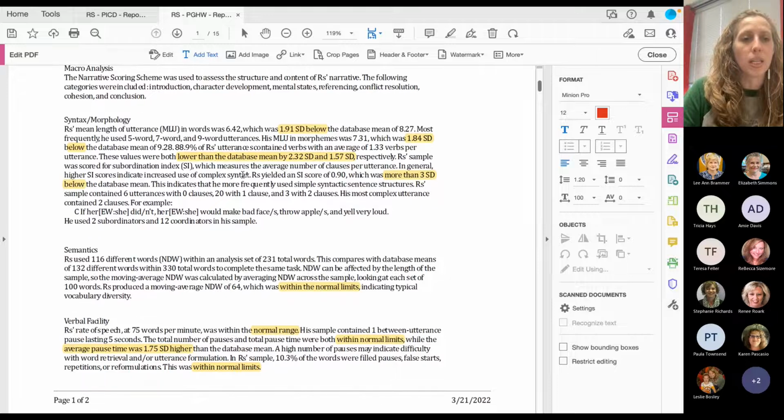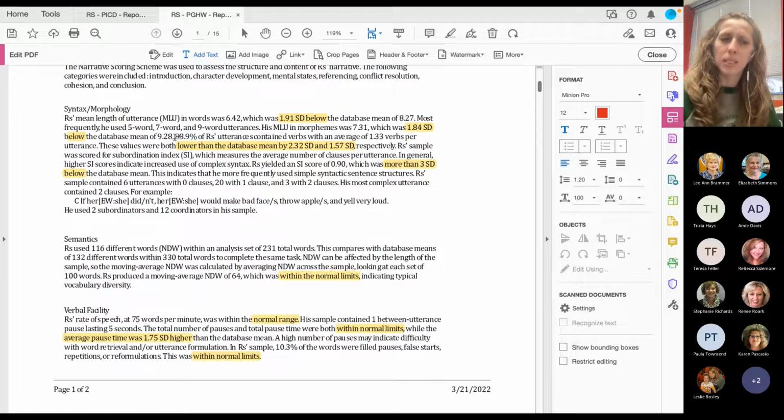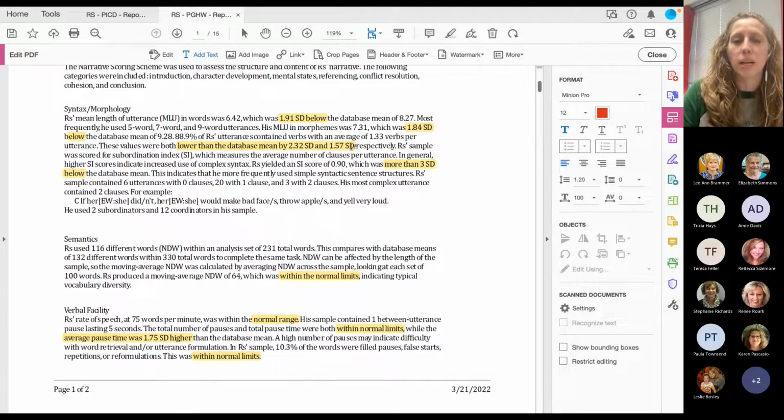And then in syntax and morphology, this is looking not so much at grammar, but at sentence complexity and how many morphemes they're using. At the very top you're getting MLU, both in words, which you see is below, and also in morphemes, which again was below. It says here that 89% of his utterances contain verbs. So wait a minute, 12% of your utterances don't even have a verb. We've got something going on there. So I see that's below where it needs to be.